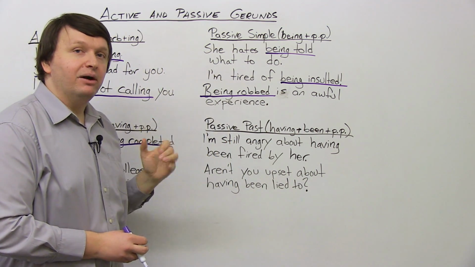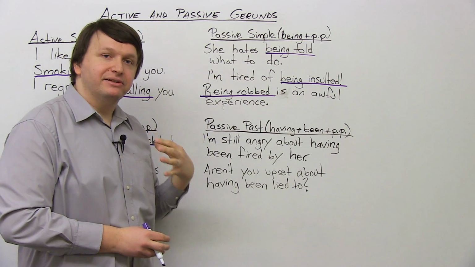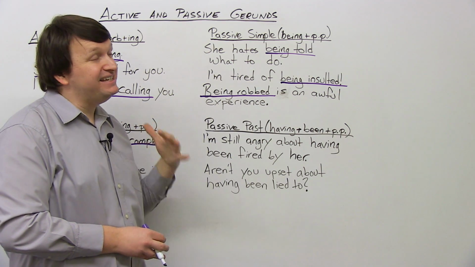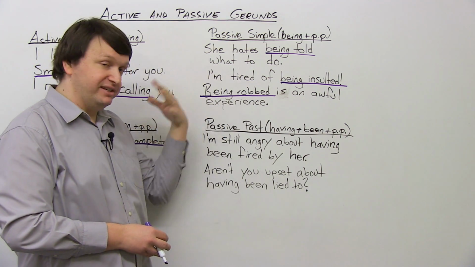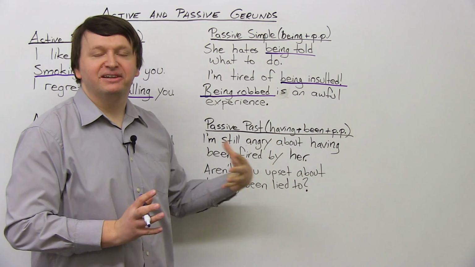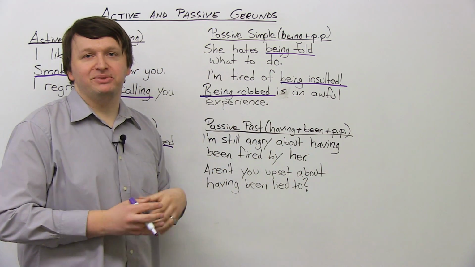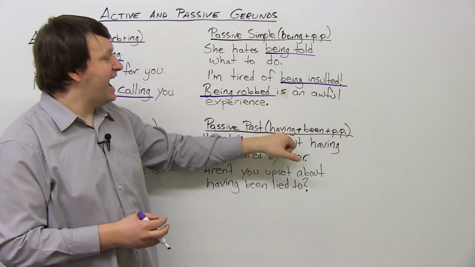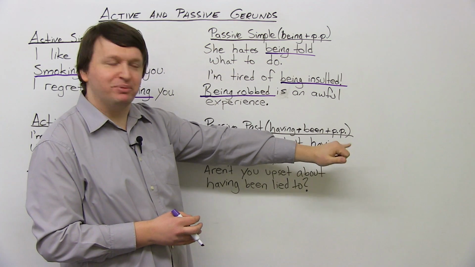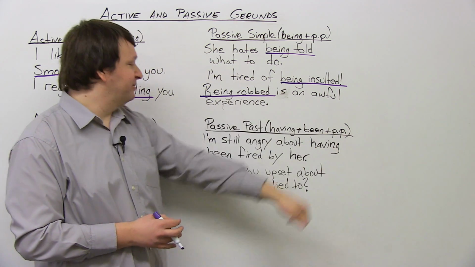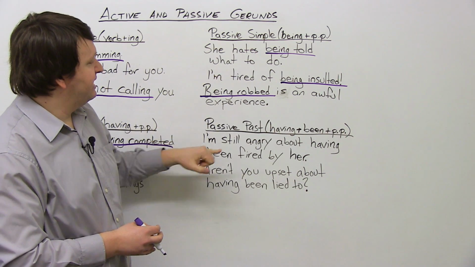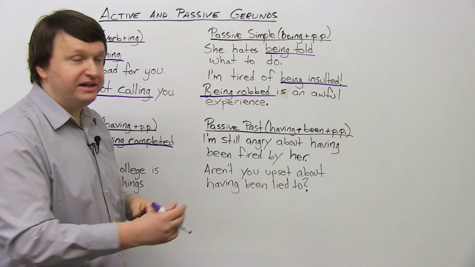Now, let's look at how we can refer to the past with this construction. So for the past, this is actually the least common form of all of these that are up here, just because it's such a long construction that there are not many opportunities you get to actually use it. So having been plus the past participle. For example, I'm still angry about having been fired by her.